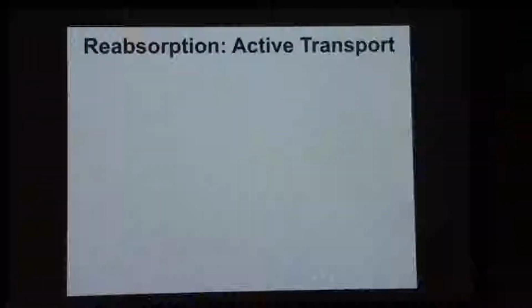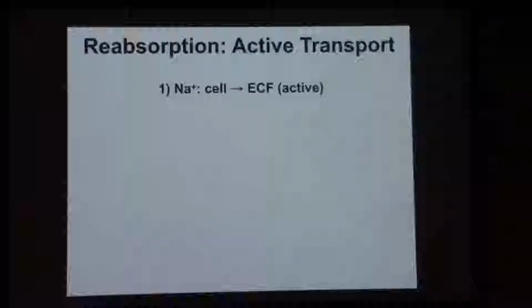All right, let's look at an example of reabsorption using active transport. So for instance, sodium ions. If we're going to reabsorb sodium, we're going to try to go from the lumen of the tubule into the body. Well, we could go ahead and pump sodium from the cells that make up the wall of the tubule into the extracellular fluid. And that would be an active process.